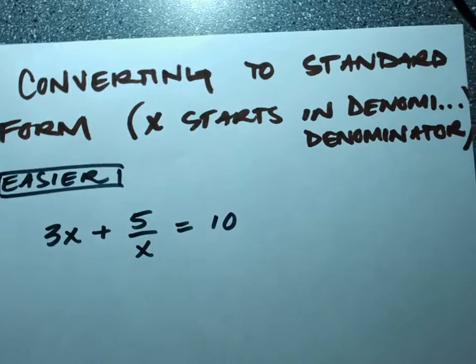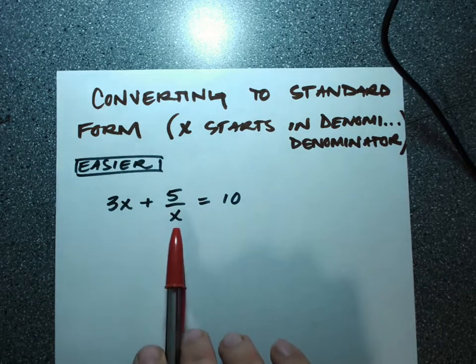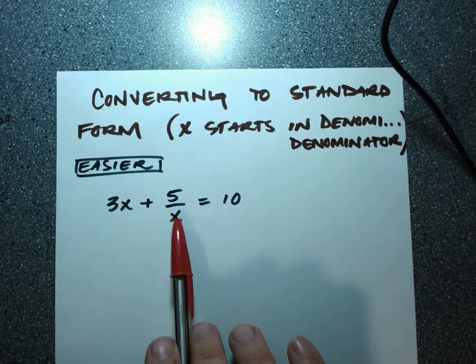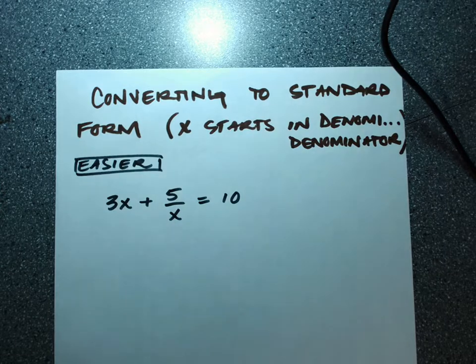Alright, so we're going to convert this equation into a quadratic. It originally doesn't look like it is quadratic. However, after one step, we'll find out that it is. This x right here is the problem. Whenever you have a variable in the bottom of a fraction, it's nearly impossible to solve for.